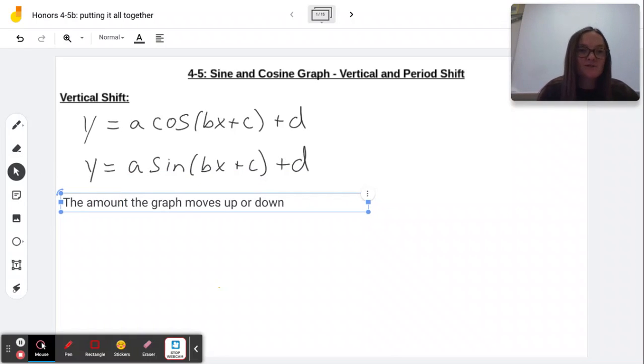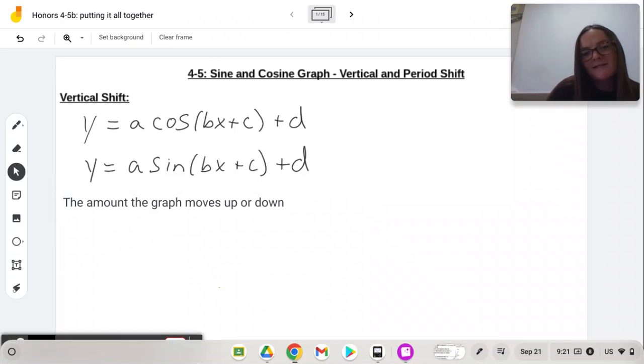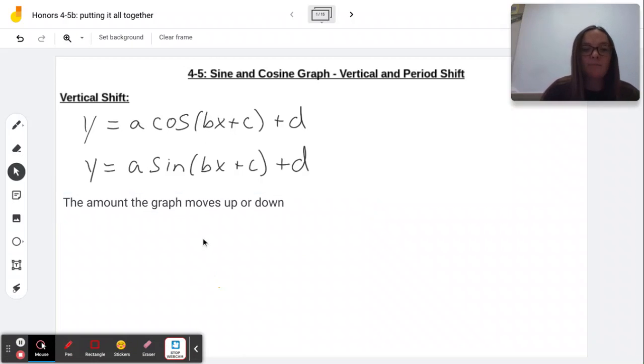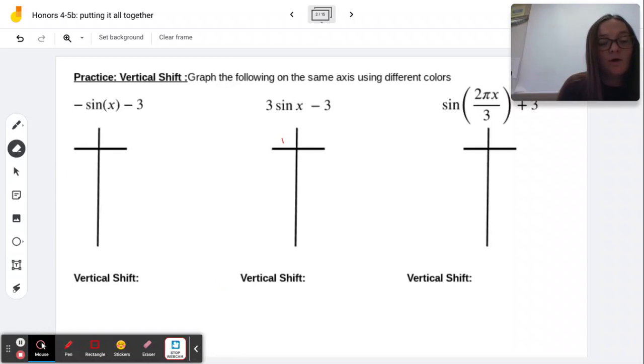So the first thing that I want you guys to write down, the vertical shift, I want you to write down these two equations, and we're going to write that vertical shift is the amount that a graph moves up or down. Okay, so from there, what I want you guys to do is take a look at this first example.